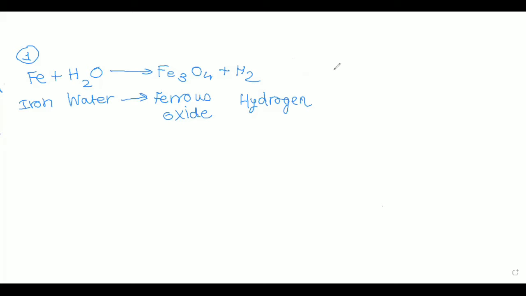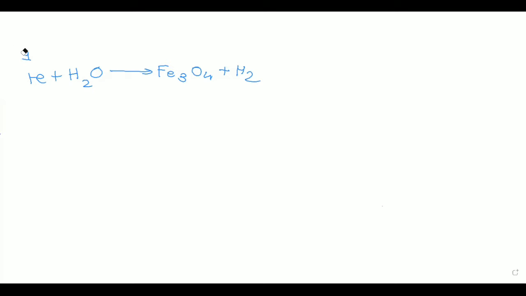If you get a question to balance such type of reactions, your first step would be to first of all mark Fe, H2O, Fe3O4 and H2 as separate boxes of figures, what you can tell. That was step 1. Okay, step 1, you need to just mark it here. Step 2.